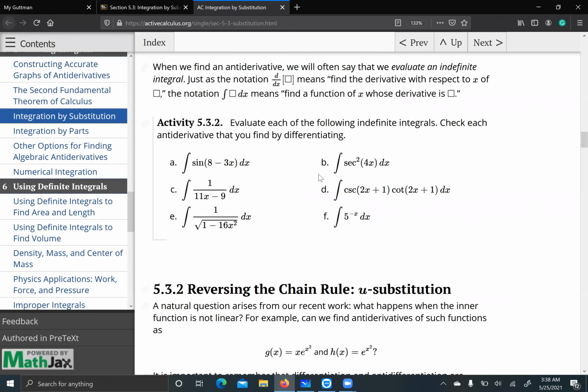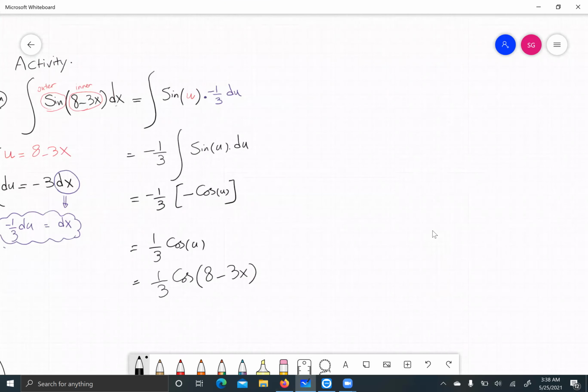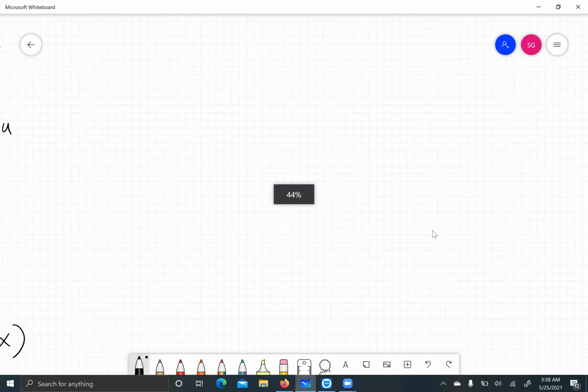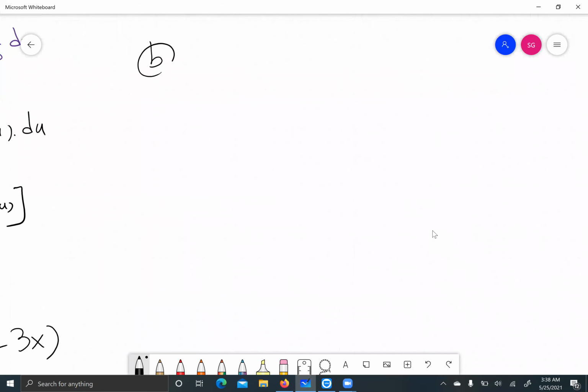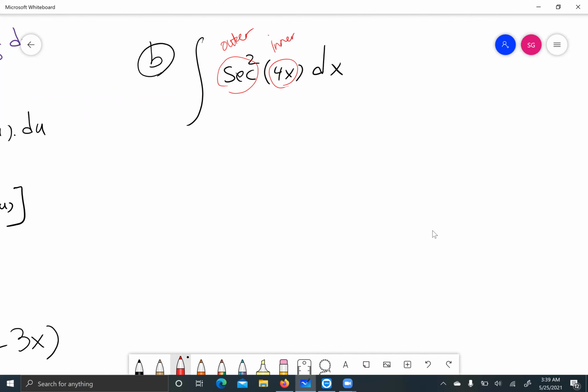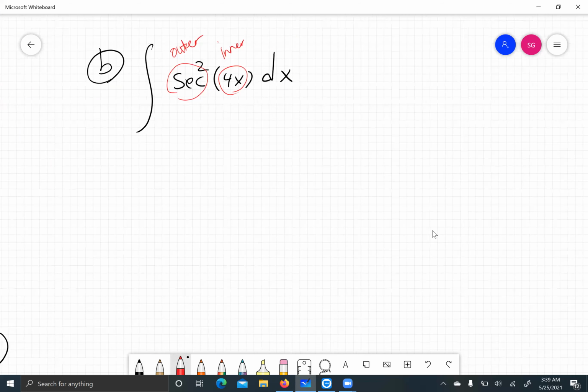Let's see another question. B, the integral of secant square of 4x dx. Again, here I have the secant function, a trig function, and 4x, which is a linear function, and they are composed. So this is again a composition. Secant is the outer function, and 4x is the inner function. So we need to reverse the chain rule or use u substitution.